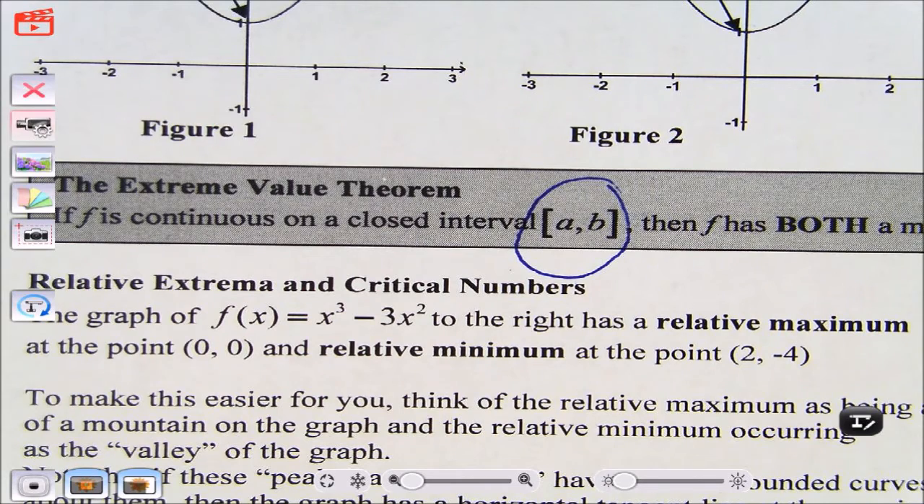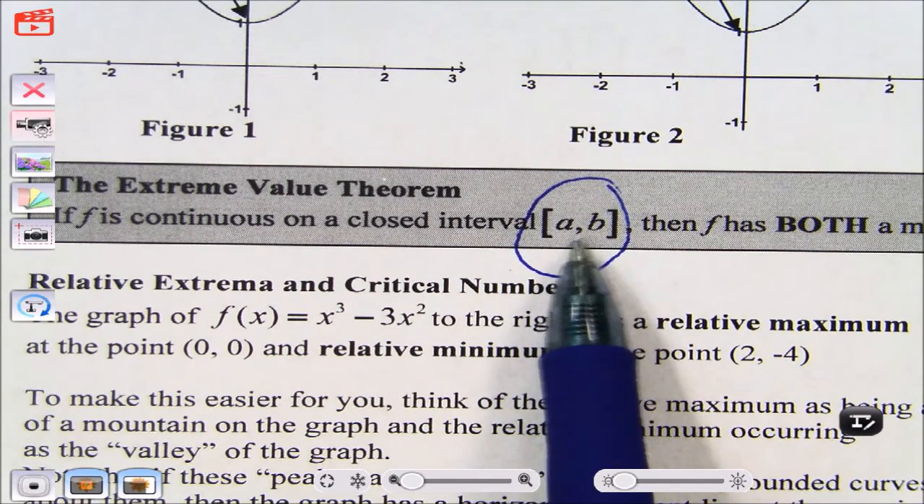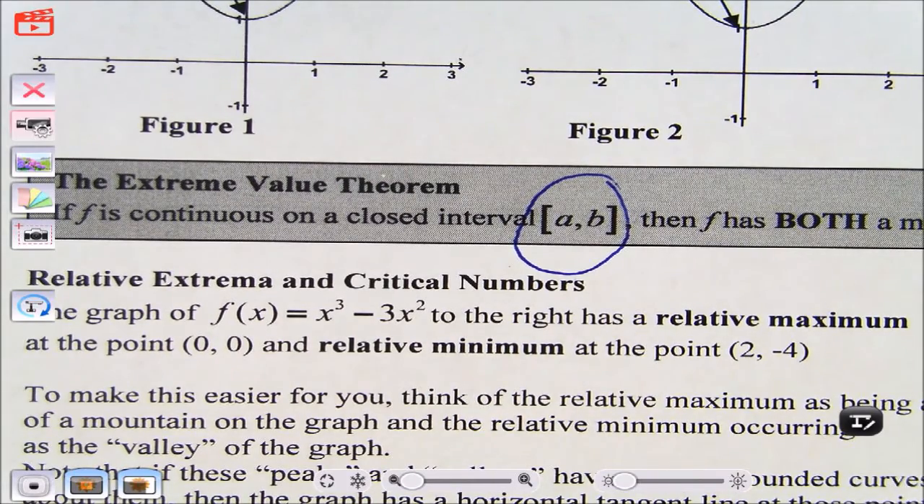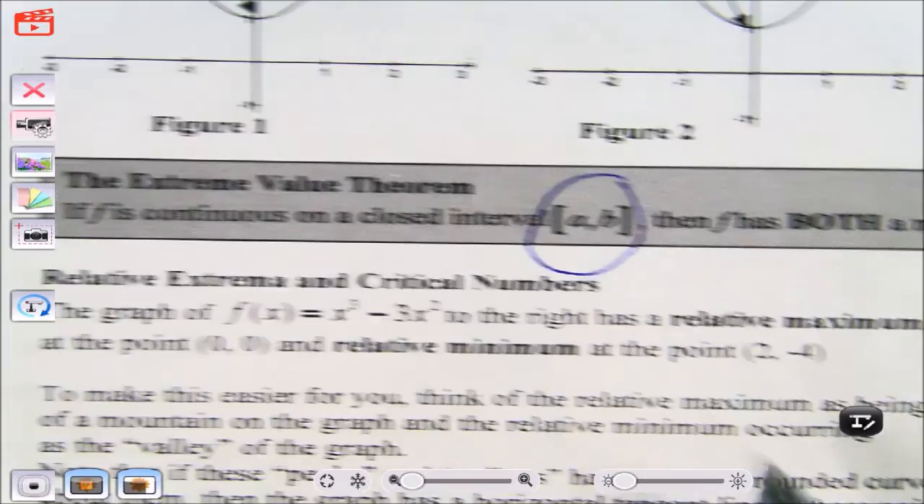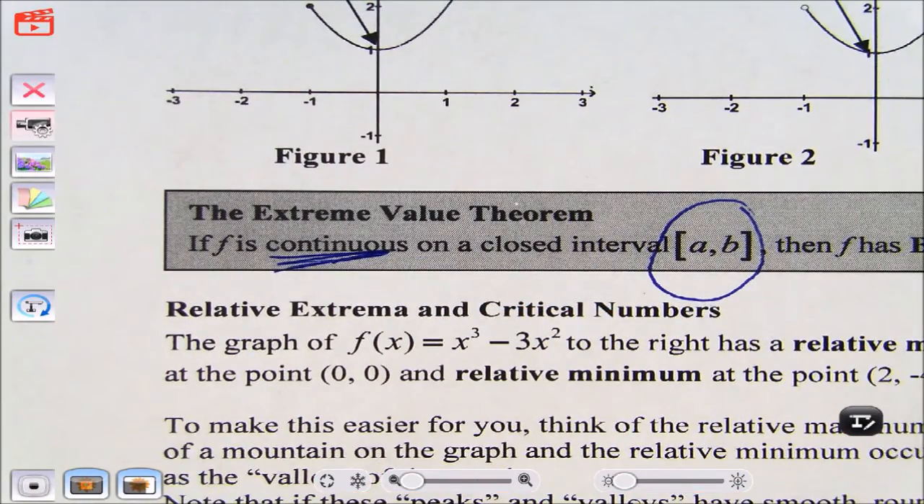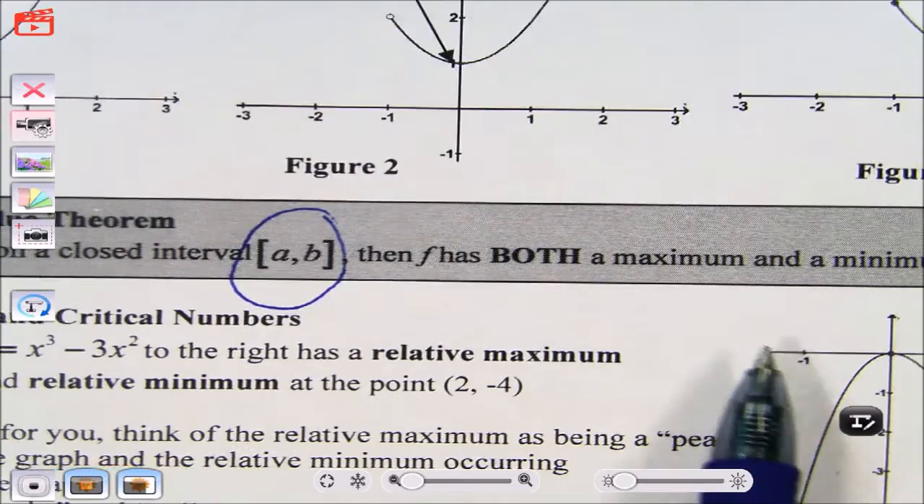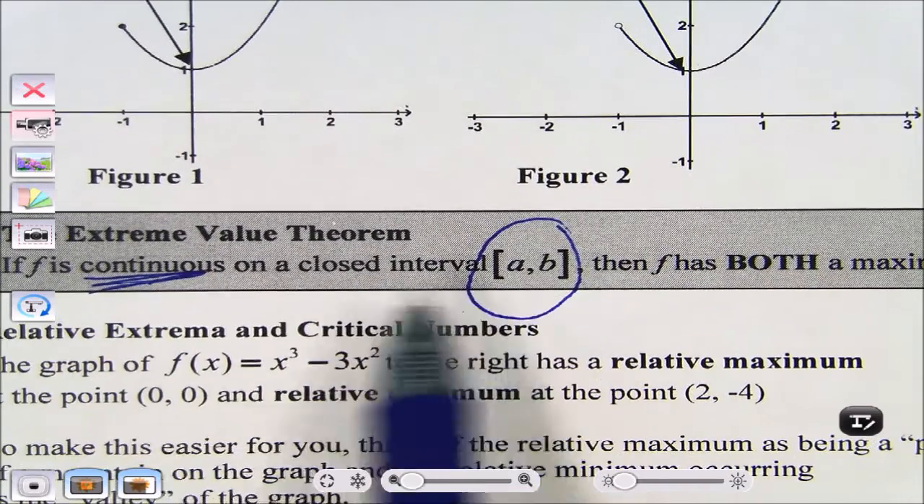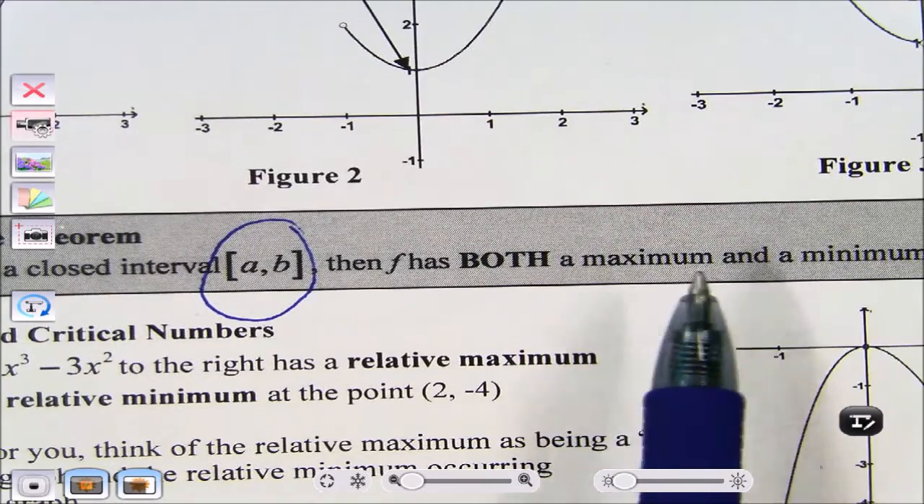Whenever you see a closed interval, it looks like this: a square bracket, number, comma, number, square bracket. If it's a closed interval, this theorem always kicks in. This says if it's a closed interval and it's continuous, there's always going to be a maximum and minimum. Always. That doesn't guarantee that they're unique. You could have a constant, so the max and minimum are the same. But if you have a closed interval and it's continuous, then it will have both a maximum and a minimum.